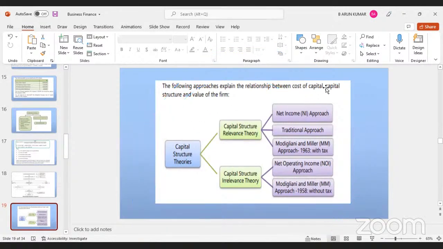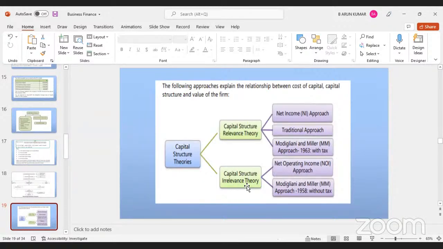First is capital structure theories. Capital structure theories are subdivided into two types. One is relevance theory, second is irrelevance theory. Relevance theory means it is relevant when taking decisions; automatically the company will be affected by that particular decision. The relevance theories are three: net income approach, traditional approach, and Modigliani-Miller approach with tax.